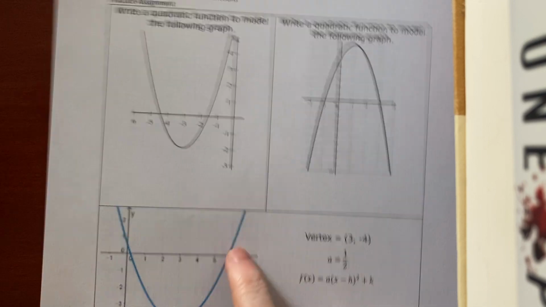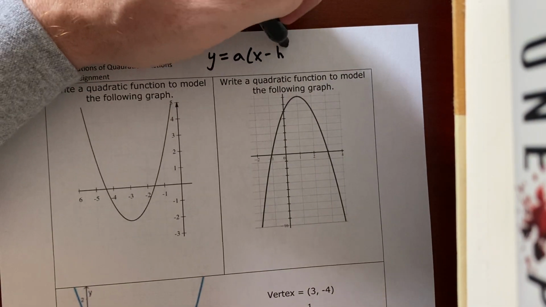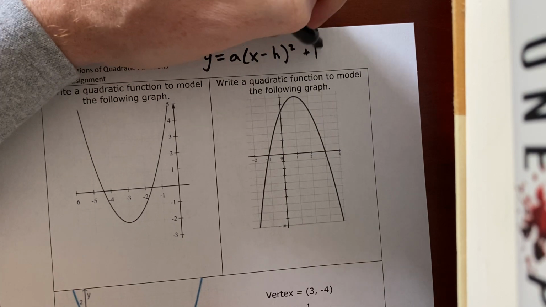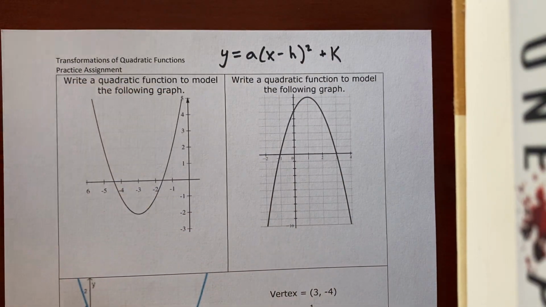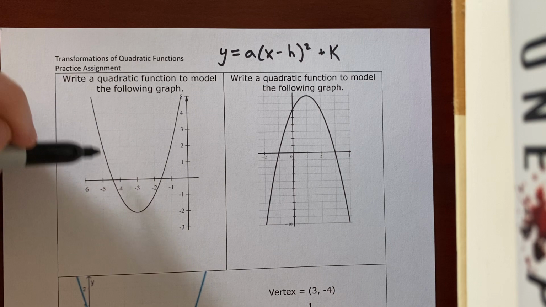All right, so I always like to take good notes. So up top here, y equals a(x minus h) squared plus k. My quadratics will look something like that. Okay, so let's get started with this. Okay, so real quick, let's look at a.